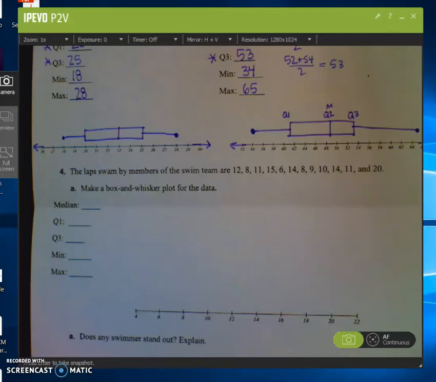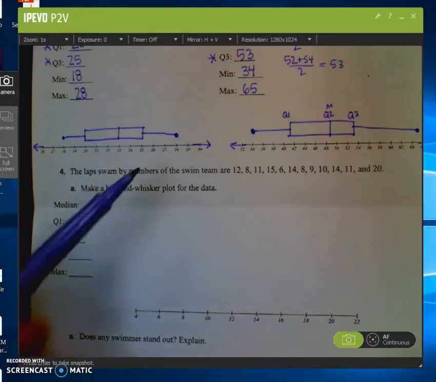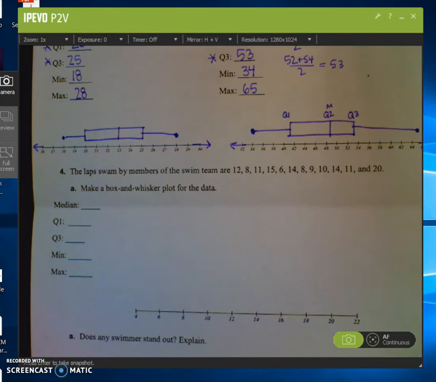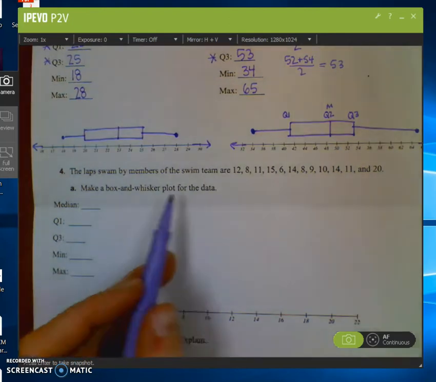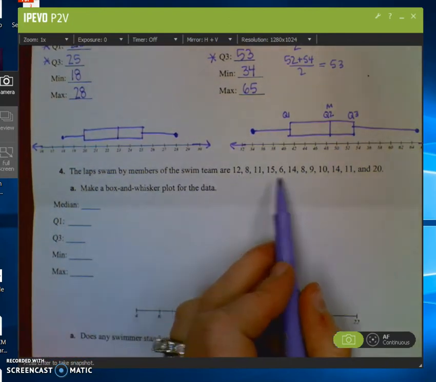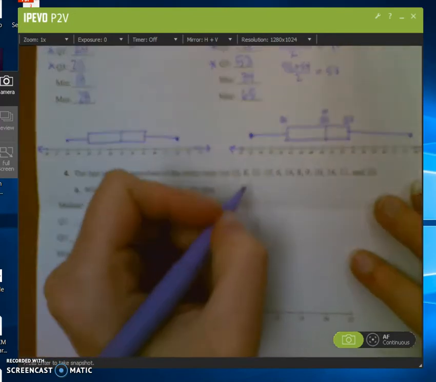Okay, so again at this point, if you haven't tried this one on your own, I would highly recommend that you at least try one by yourself before watching the video and then use this video as a check. So make a box and whisker plot. I've got my laps of swimmers up here. I'm going to order them least to greatest first.